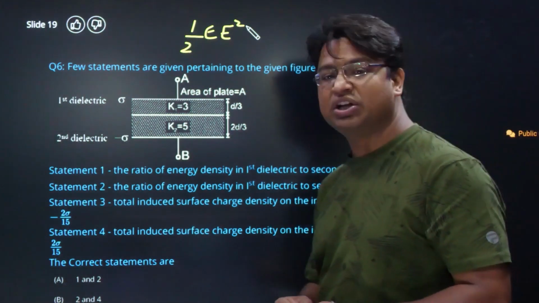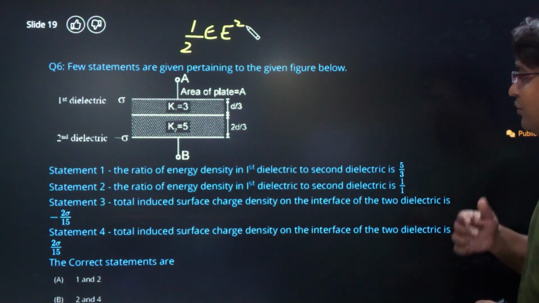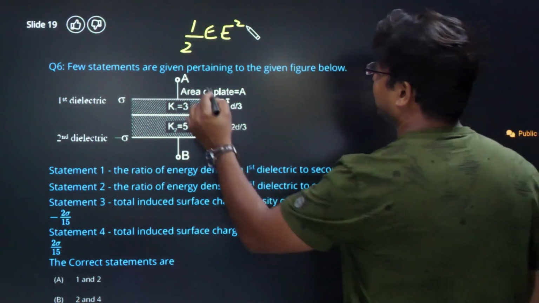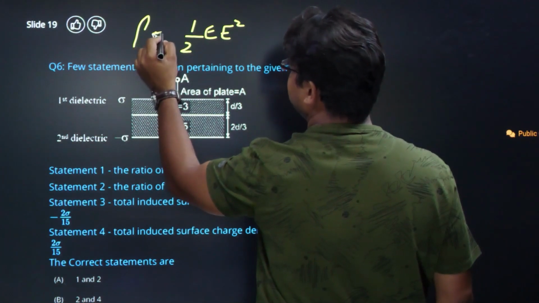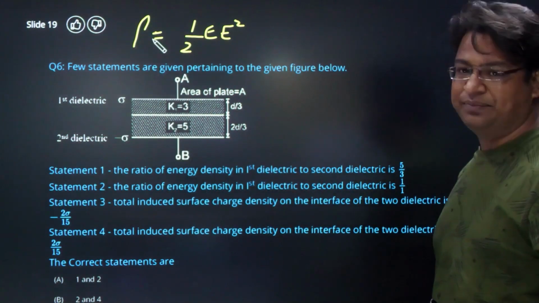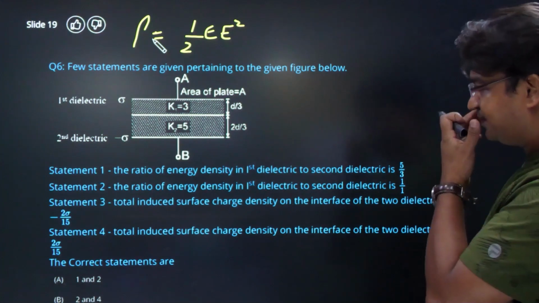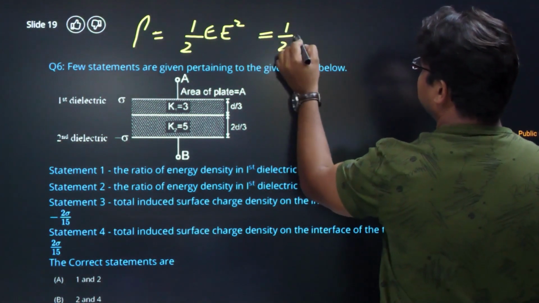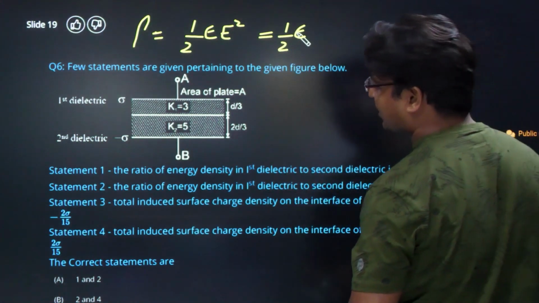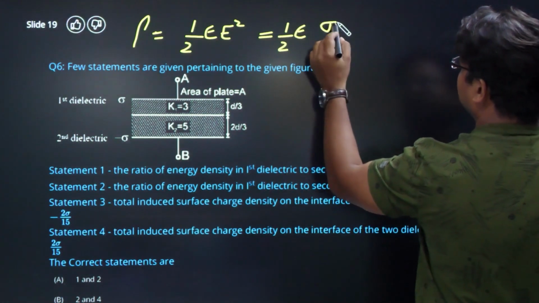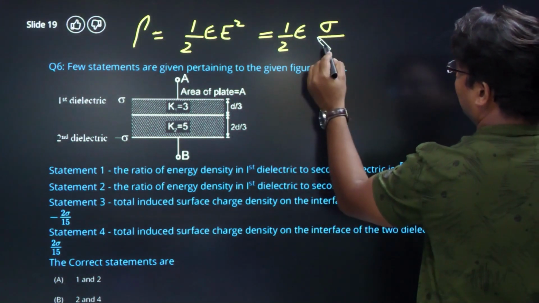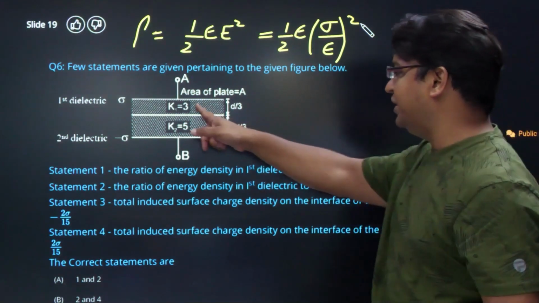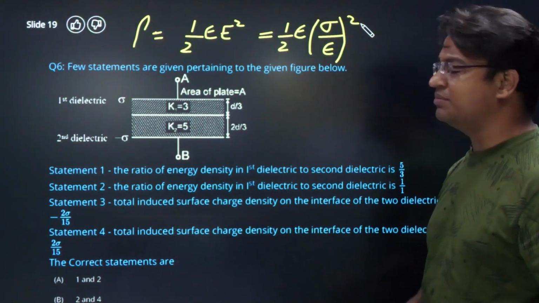So the first statement says ratio of the energy density. When we talk about the energy density, the formula that comes to mind is half epsilon E square. Now how will we write E here? We can write it as half epsilon times sigma by epsilon, whole square. Because a medium is present here, we will write epsilon instead of simply epsilon naught.